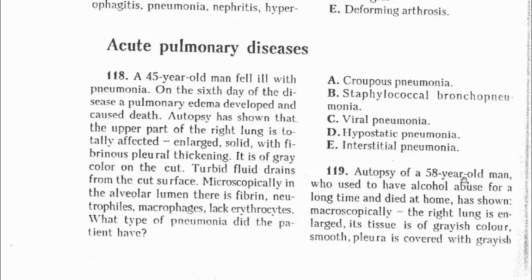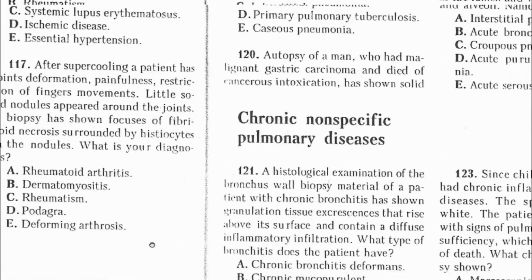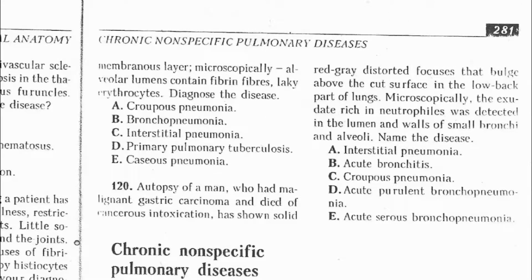Autopsy of a 58-year-old man who used to have alcohol abuse for a long time and died at home has shown macroscopically the right lung is enlarged, its tissue is of grayish color, smooth, pleura is covered with grayish membranous layer. Microscopically, alveolar lumens contain fibrin fibers. Come on, what are you thinking? The answer is what? Lobar.